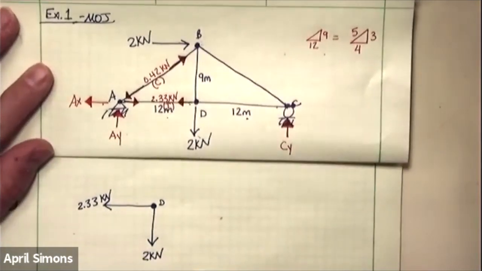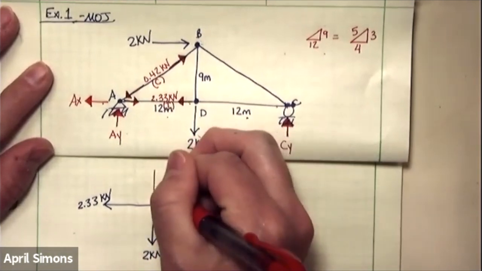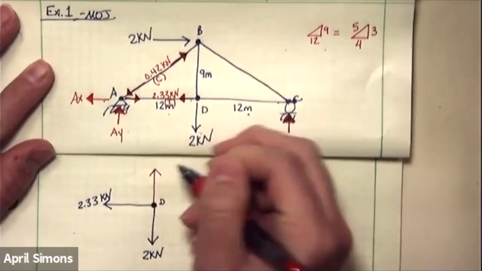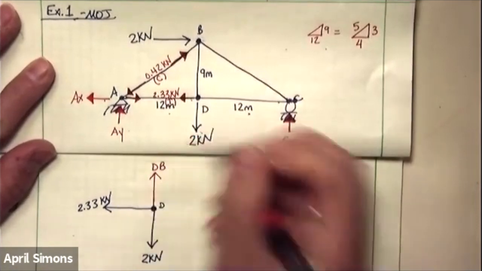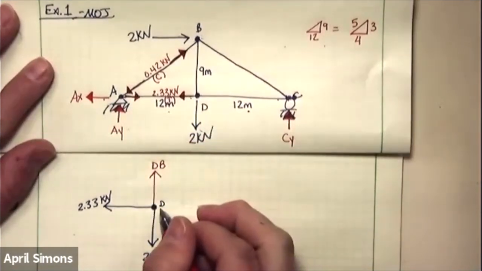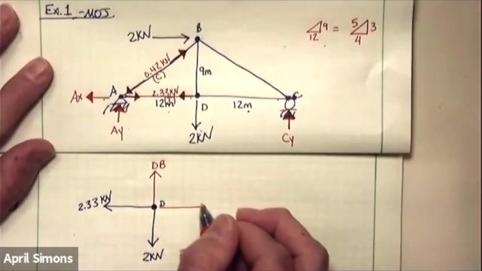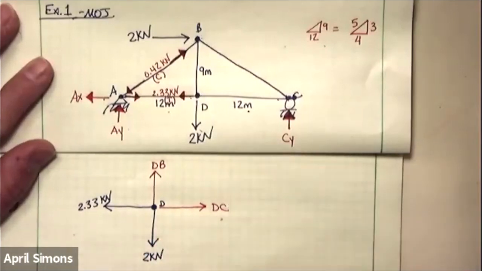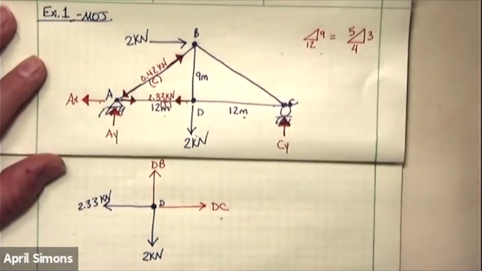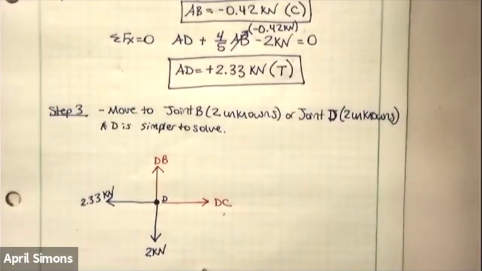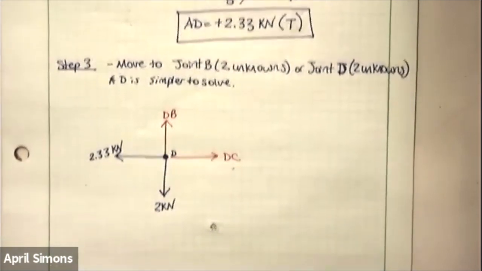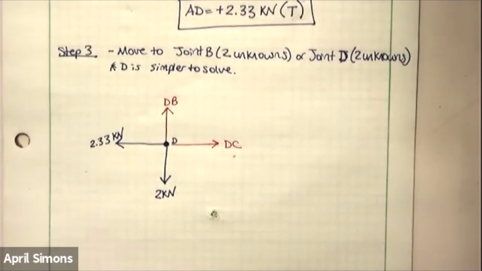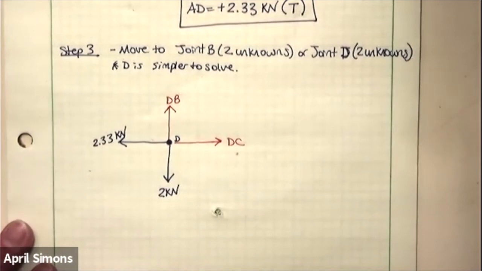And everything that we don't know, we're going to draw in tension. So here we have DB vertically in tension. So vertically up, we have DC, which we'll draw to the right to show tension in this case. And those are the only 4 forces we have to intersect at joint D. Okay, so we have no slopes to deal with, which is nice. So we can just apply our equations of equilibrium here.